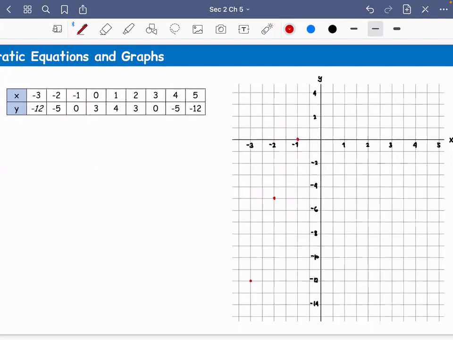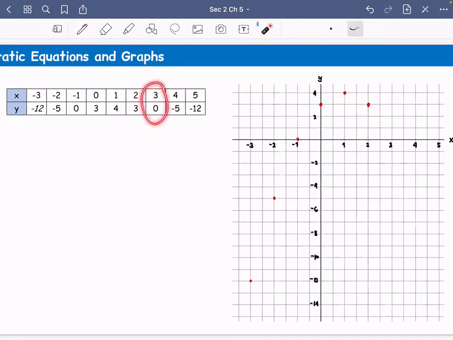Next, 0 and positive 3. So it's supposed to be right here. This is 3, right? So this is right. And the next point is 1 and 4. So this is 1, this is 4. So it's over here. Next is 2 and 3. So this is 2, this is 3. So this is where your point is. There's your point. Next, we're almost there.